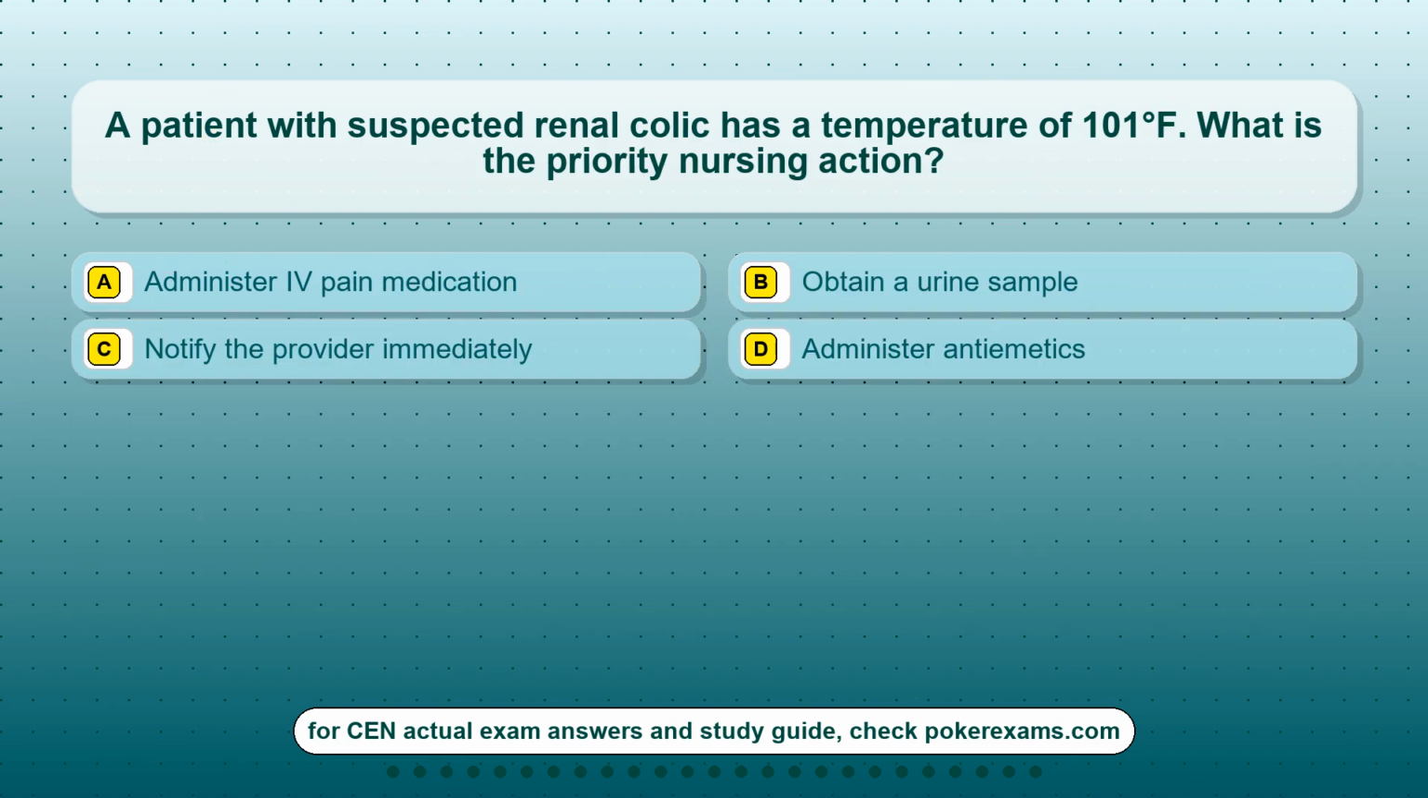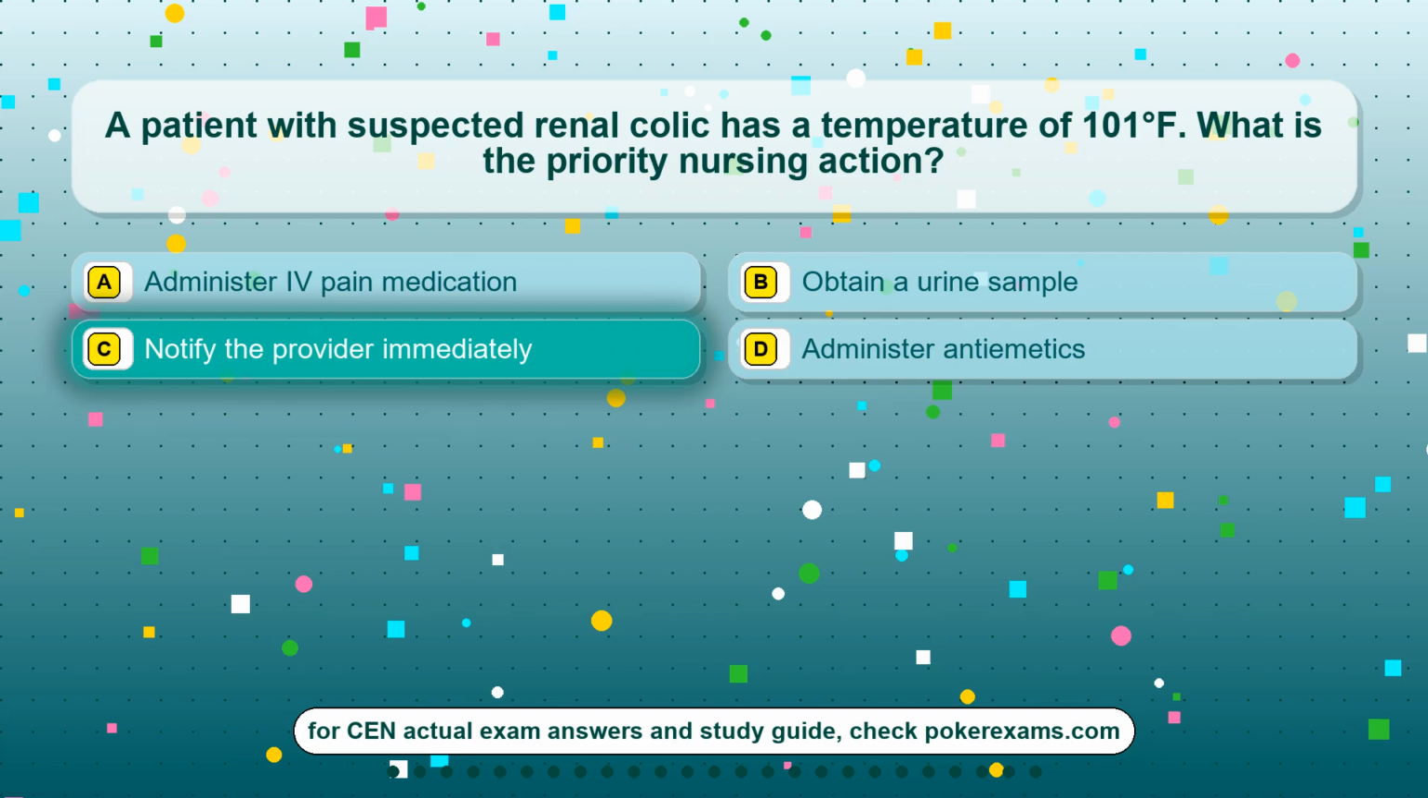Question 7. A patient with suspected renal colic has a temperature of 101 degrees Fahrenheit. What is the priority nursing action? Option A, administer pain medication. Option B, obtain a urine sample. Option C, notify the provider immediately. Option D, administer antiemetics.